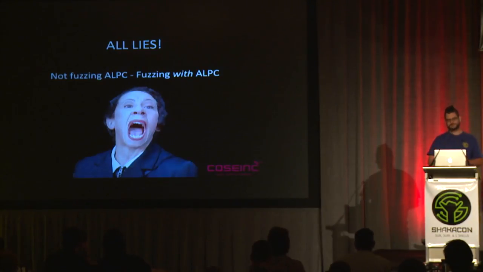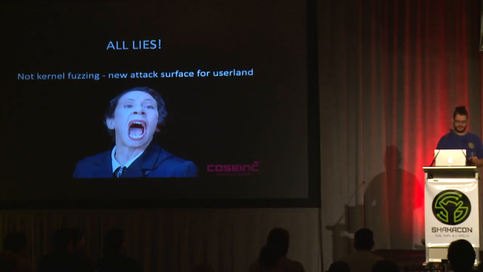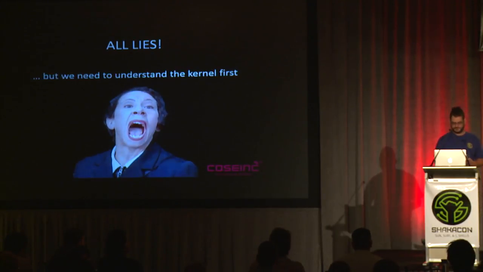So we're not fuzzing ALPC itself. We're using ALPC as a vector. You could fuzz ALPC. I personally wouldn't advise it. It's all kernel code. It's been well vetted. It's new, so I don't think they've screwed it up per se. So what we're really doing is fuzzing userland apps. And it turns out that this is an attack surface for userland apps that a lot of people that write the apps are not expecting to be attacked, which makes it good.